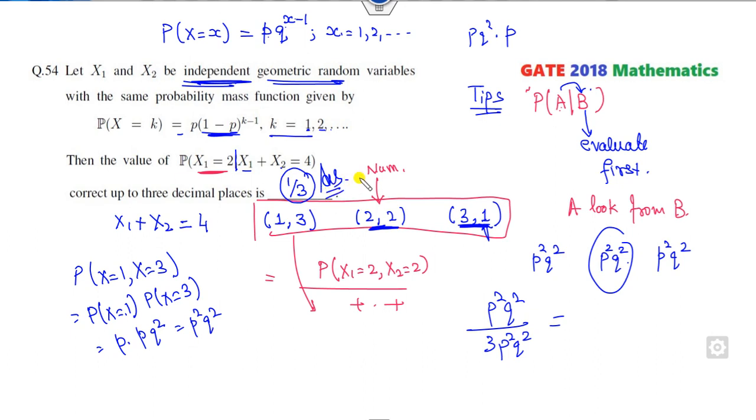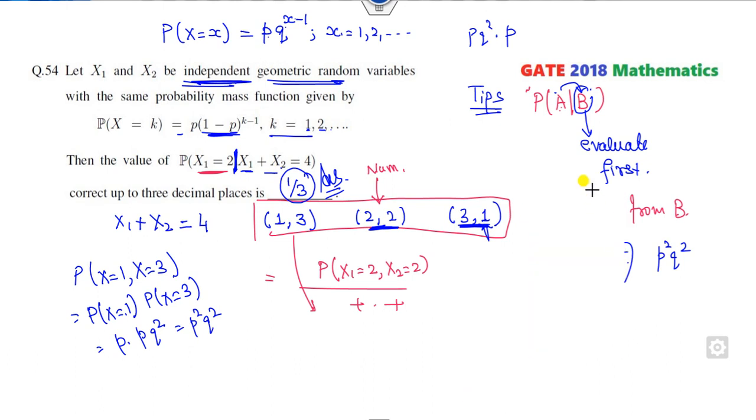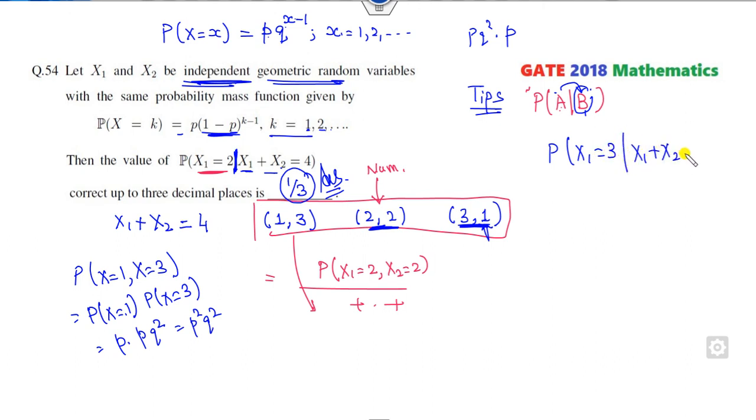So that's a very simple trick. You can solve this. Remember, whenever there is a conditional probability, always look at B first and then find A from B. Again, if I give you another example, let's say they ask you to find X1 is equal to 3 given X1 plus X2 is equal to 4. Firstly, you again find the cases. Out of these 3 cases, which one has X1 equal to 3?